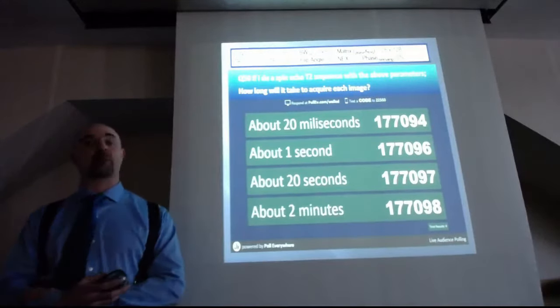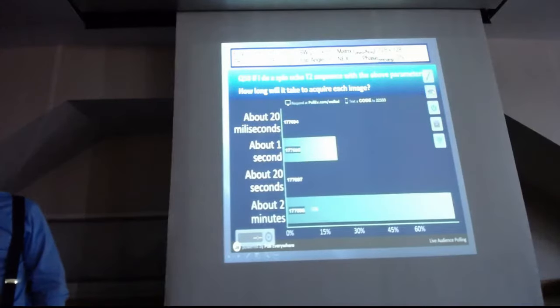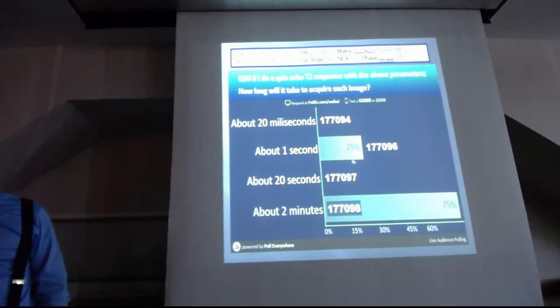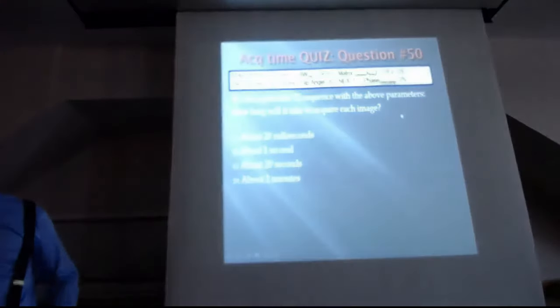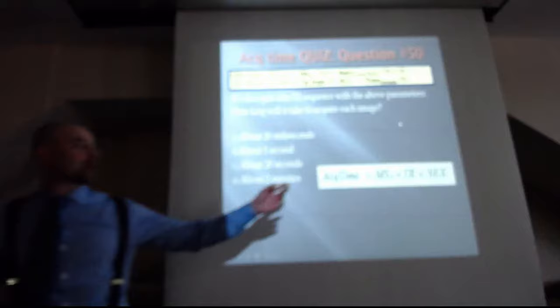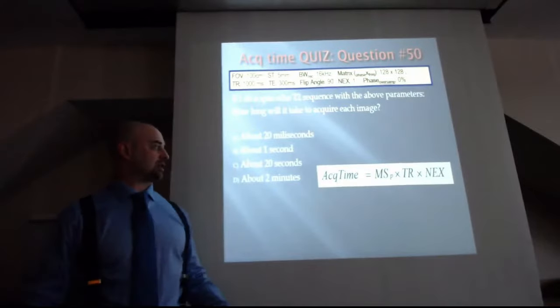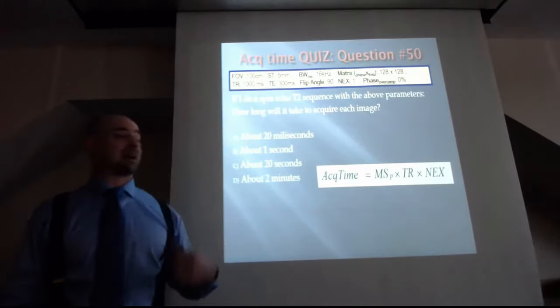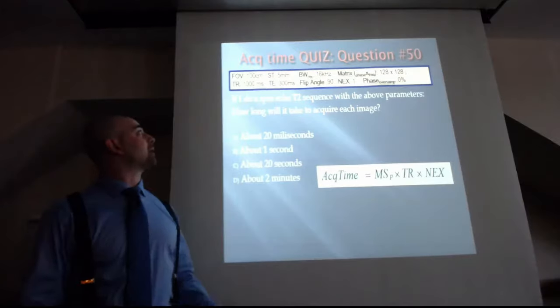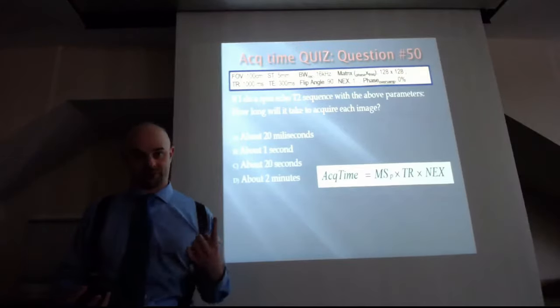All right, good. Most people got it correct. So it's 2 minutes, not 1 second. Let's take a closer look at the question here. If we remember our acquisition time equation, it's the number of phase encoding steps times the TR times the NEX. The TR is 1,000 milliseconds, which is 1 second, right?